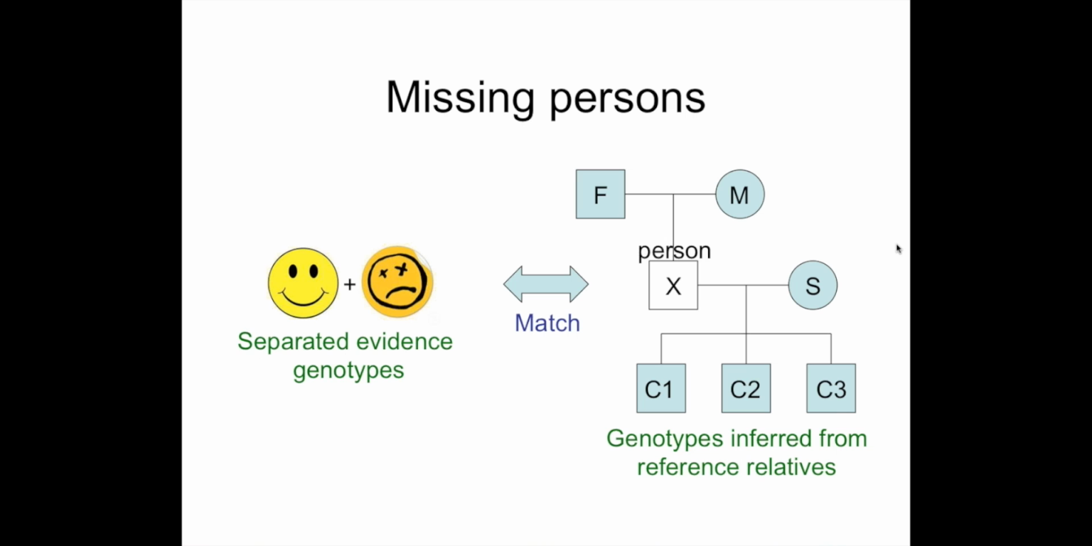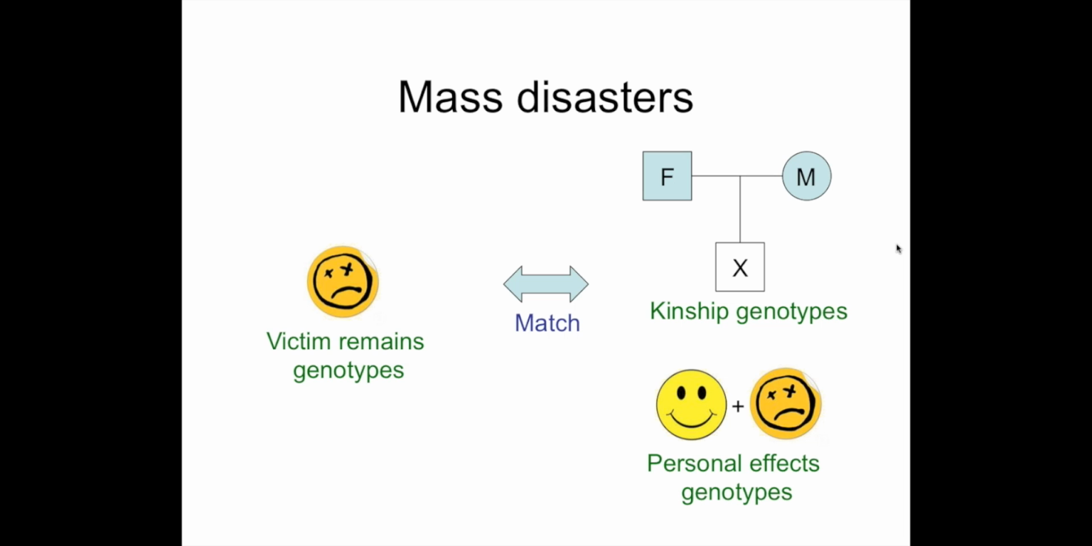Ordinary evidence, whether it's from mixtures or kinship or degraded DNA, whatever have you, is uploaded on the left side as evidence genotypes from single contributors, and then typical automated likelihood ratio comparisons can be made in order to find likelihood ratios between evidence and missing persons.